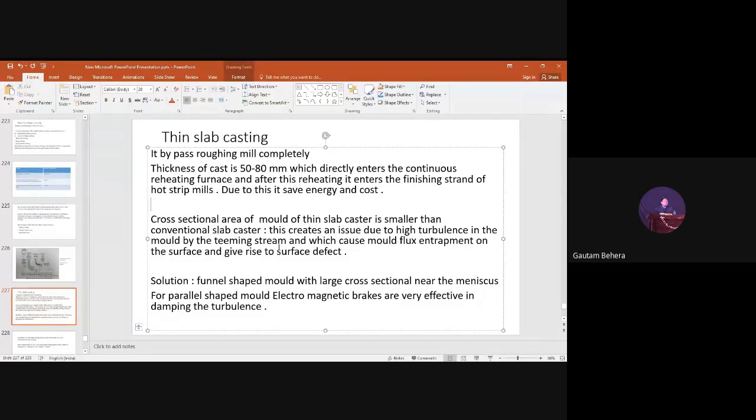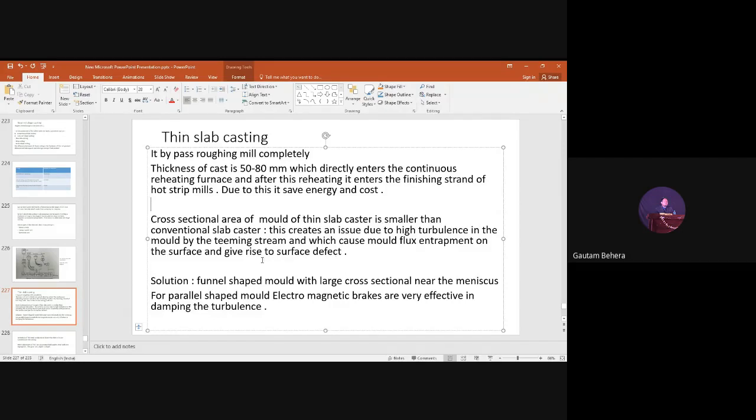This is another interesting point about thin slab casting: the mold has a smaller cross-sectional area than the conventional slab caster, but it gives rise to a problem. What is the problem? It creates an issue due to high turbulence in the mold. In the conventional slab caster, the mold cross-sectional area is big, but in the thin slab caster, the cross-sectional area is less. So due to this, high turbulence will be there in the mold from the teeming stream.